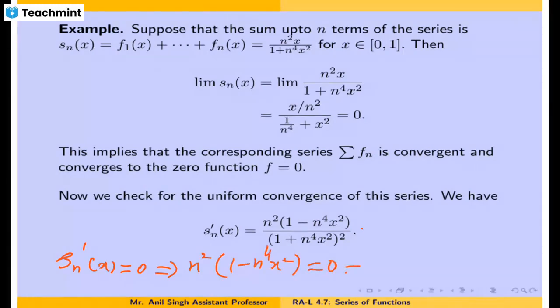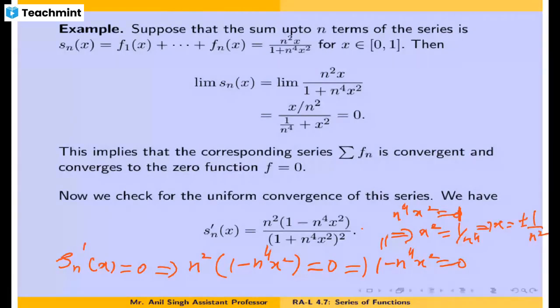And this clearly implies that, since this is a product and n is not 0, the only choice is that 1 minus n⁴x² is equal to 0. And this further implies that n⁴x² equals 1. From here I get x² equals 1 upon n⁴, and from there I get x equals plus or minus 1 upon n². So these are the points.